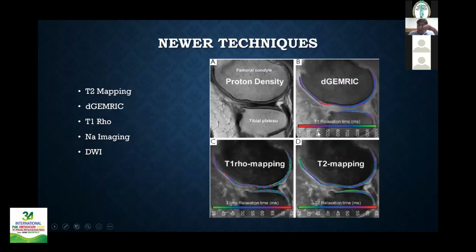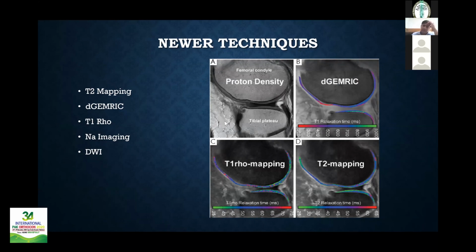Now coming to some newer techniques. There has been a lot of research on how to map these changes of cartilage degeneration before they are apparent on conventional imaging, because conventional imaging usually takes time for the changes to appear, and by then they are at an advanced stage. The newer techniques are used to determine the biochemical changes in the cartilage. These are not morphological techniques, but physiological, biochemical techniques, in which you try to analyze the underlying biochemistry of the cartilage.